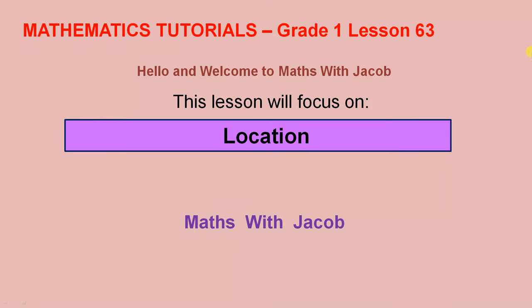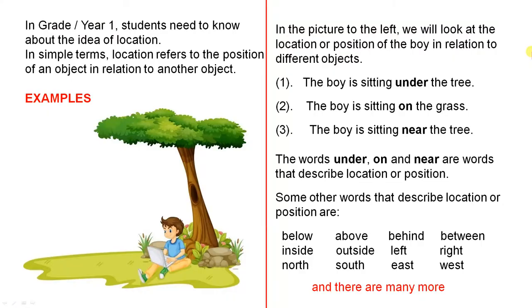This lesson will focus on location. In grade or year 1, students need to know about the idea of location. In simple terms, location refers to the position of an object in relation to another object.